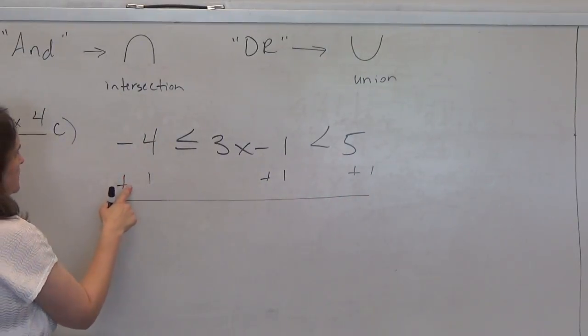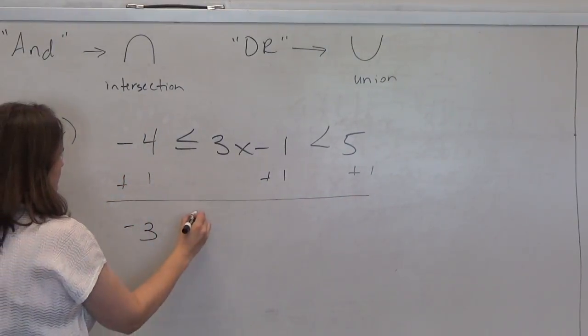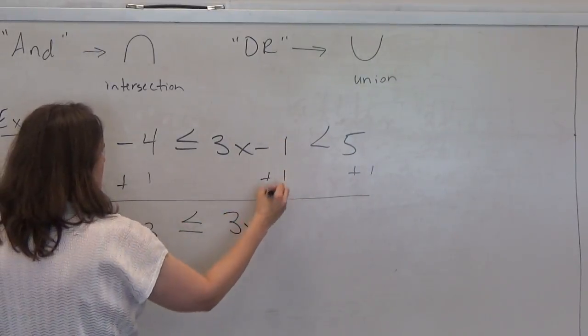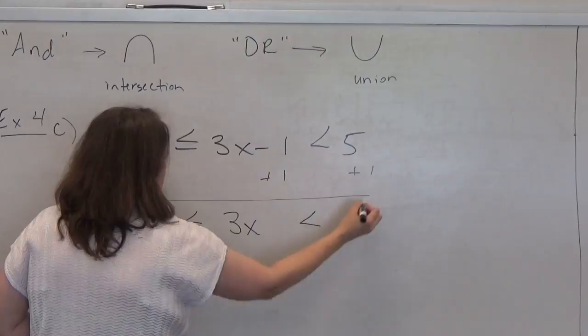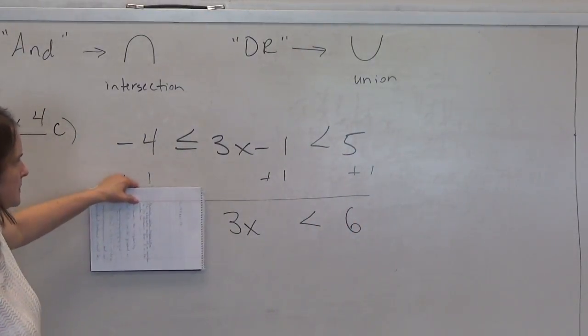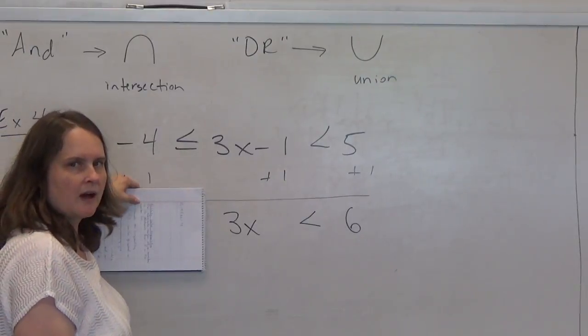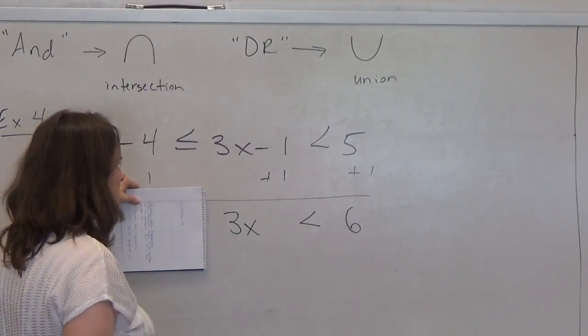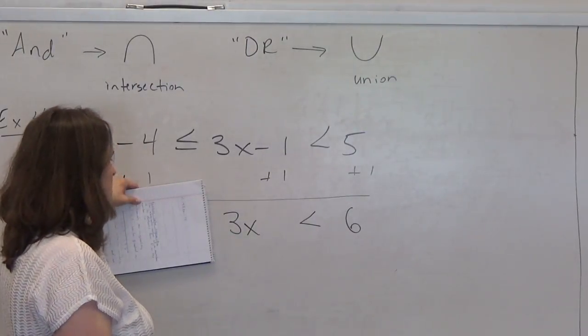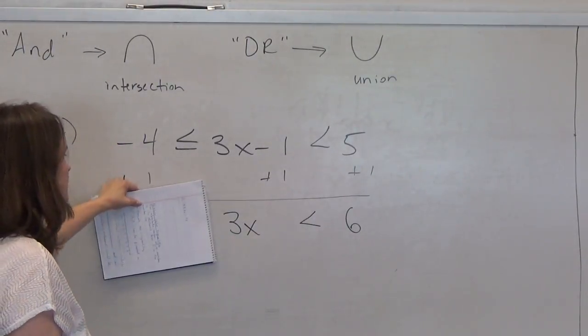So negative 4 plus 1 gives me negative 3. All right, these ones cancel out in the middle, and then 5 plus 1 gives me 6. All right, again, cover this piece up, and you can see that you would want to divide everything by 3 to get the x by itself. Your goal is to get x by itself in the middle. So divide all 3 sides by 3.